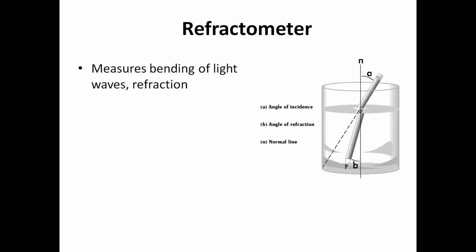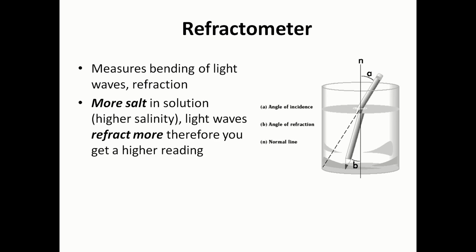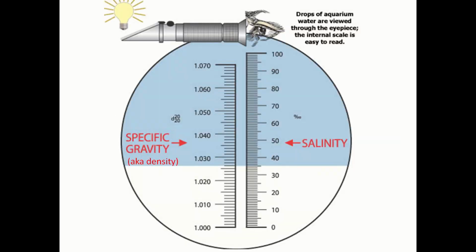A refractometer measures the bending of light waves. A higher salt content is associated with a greater bend. This is what it looks like when you place a sample of ocean water in the refractometer and hold it up to a light source.